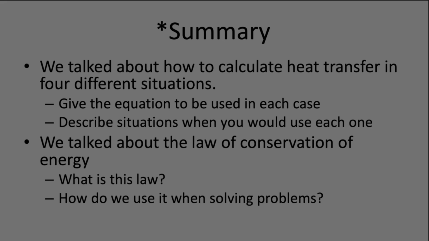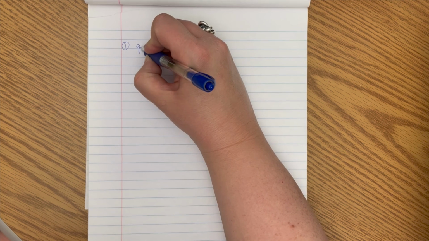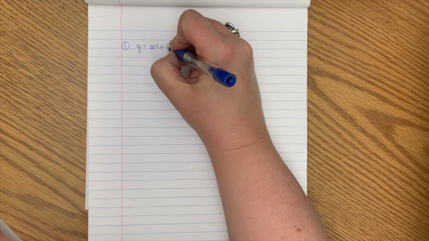Finally, we have our summary for the day. We talked about heat transfer in 4 different situations. I'd like you to write down those 4 situations. What are the 4 situations? Which equation do you use? And when would you know, or what would you see in a problem that would tell you that's the situation that we're talking about? So the first one I'm going to write down is my Q equals MC delta T.